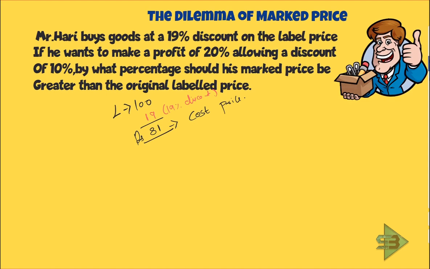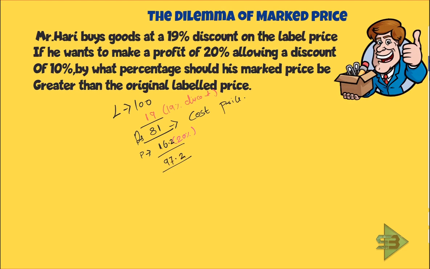Now he wants to make a profit of 20% on this. Even before reading the next line, what do you understand? So what would be the selling price then? Take 20% of 81. What is 10% of 81? 8.1. So what is 20% of 81? That will come out to be 16.2. Which means his cost price is 81, he wants a profit of 16.2, which is 20% of 81. So he will be selling the goods at 81 plus 16.2, which is nothing but 97.2.